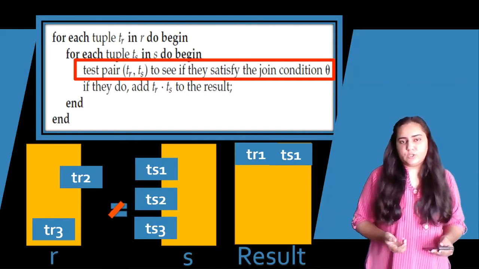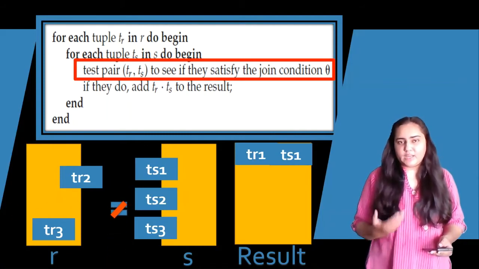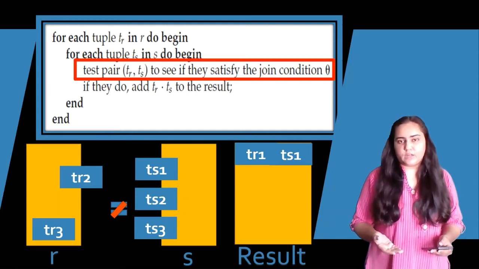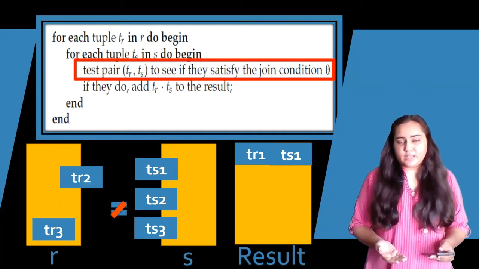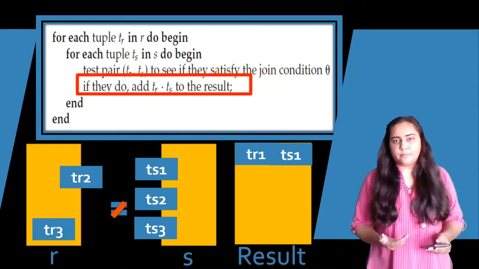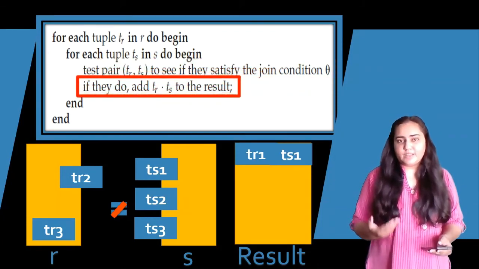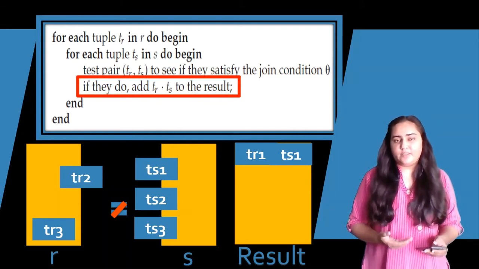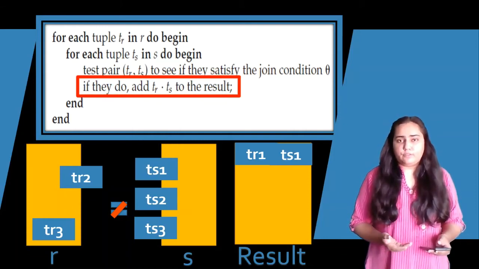Now, suppose tr2 does not really match with any of the tuples of S. Then in that case, we are not going to add anything into the resulting table. We are going to implement the next line, which is to add them to the result only if they actually match. If they do not match, we don't have to do anything.